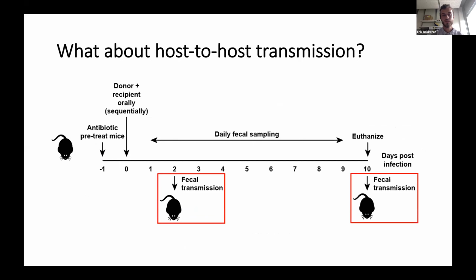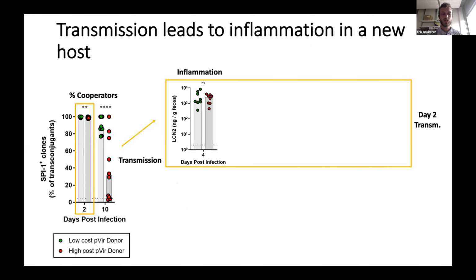So I performed the same experiment, but I took samples at day 2 and day 10 post-infection, and I did a fecal transmission into new antibiotic pre-treated mice, and then I monitored the progress as in the first mouse. If you transmit at a very early time point, where a very high proportion of the population is cooperating, you see that inflammation is triggered very nicely in both mice infected with the low-cost and the high-cost plasmid.